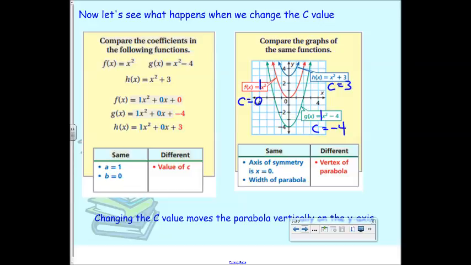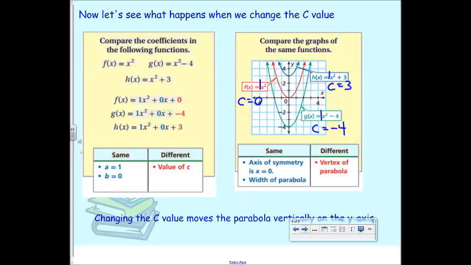So your answer would be same width, moves down 4. Here it would be same width, but moves up 3. Okay, so those are the two things you're going to have to say. Is it narrower or wider? And then does it move up or down? Okay, so go back, Brendan.